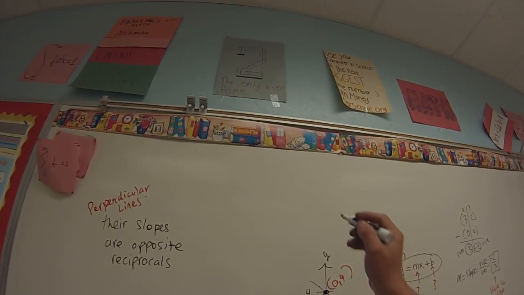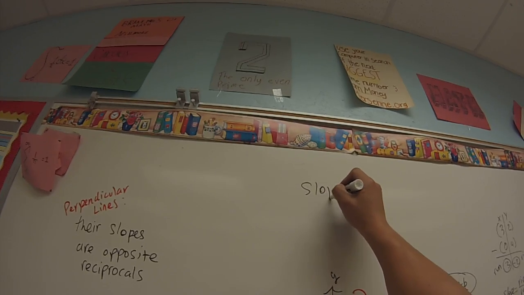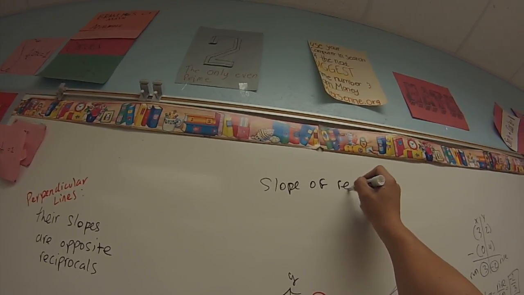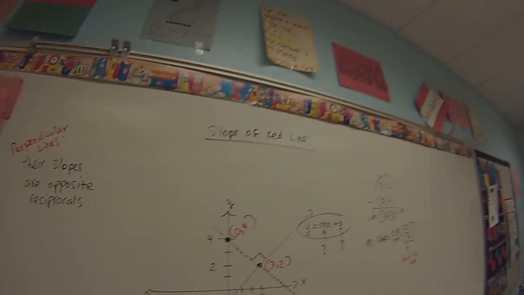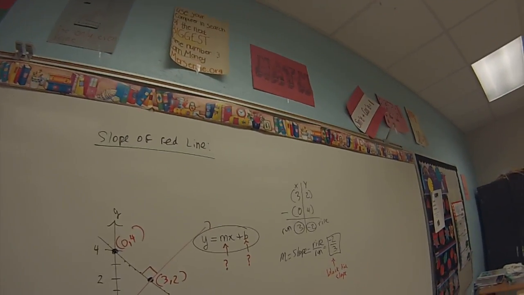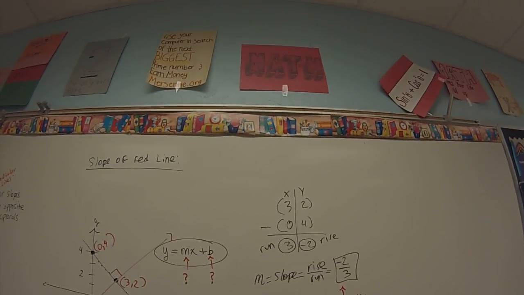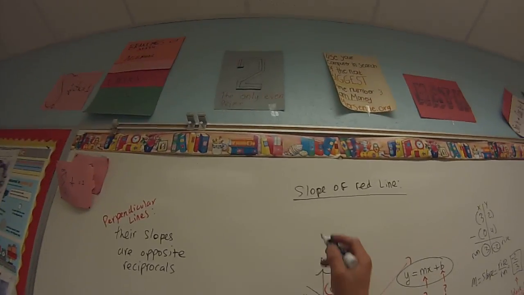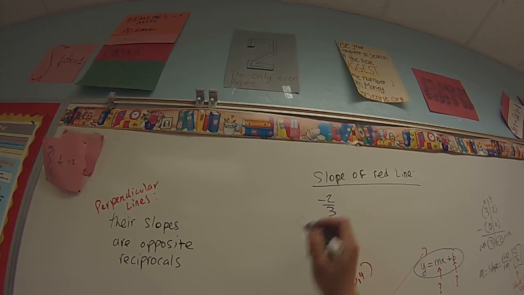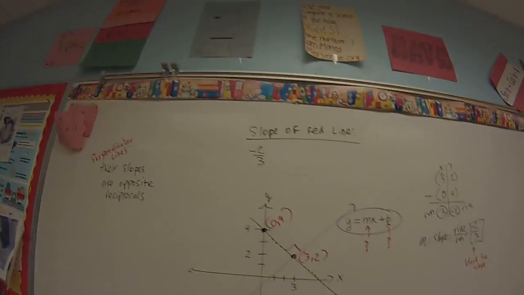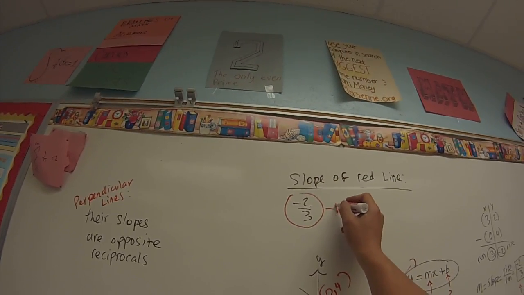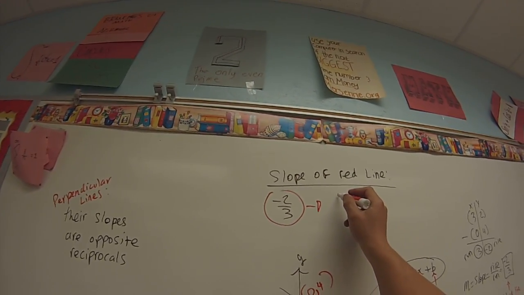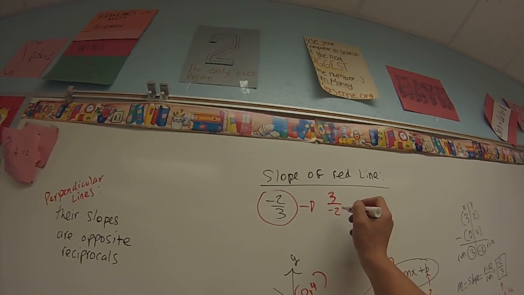So the slope of the red line is the following. We'll take the slope of the black line, which we found by stacking and subtracting. It was -2/3. Okay, I want to find the reciprocal of that fraction. And if you remember from middle school, to find the reciprocal, you flip. So you put 3 on top, -2 on bottom.